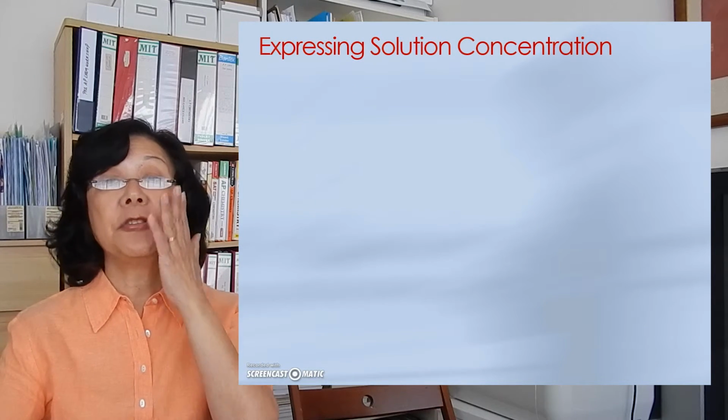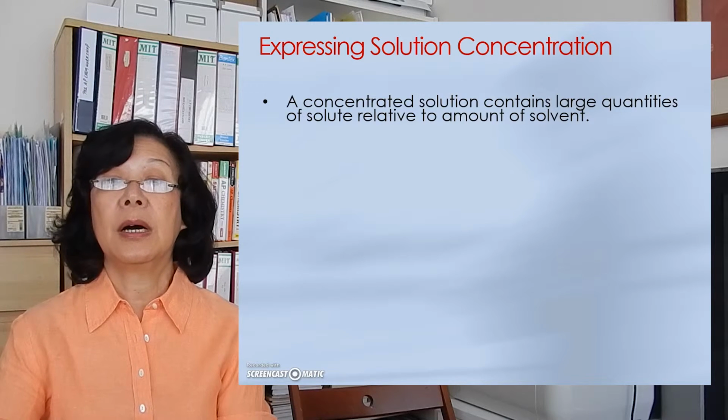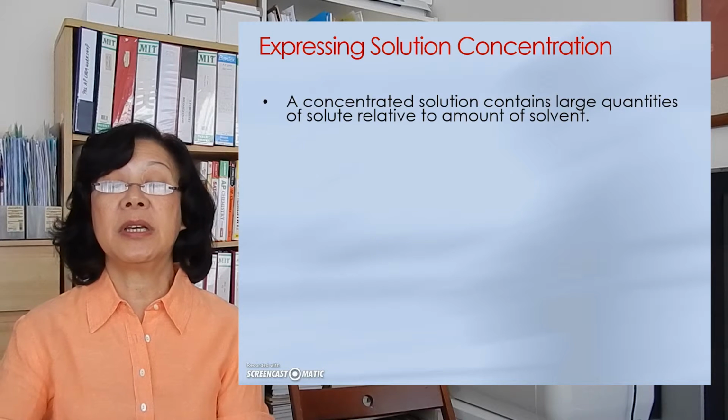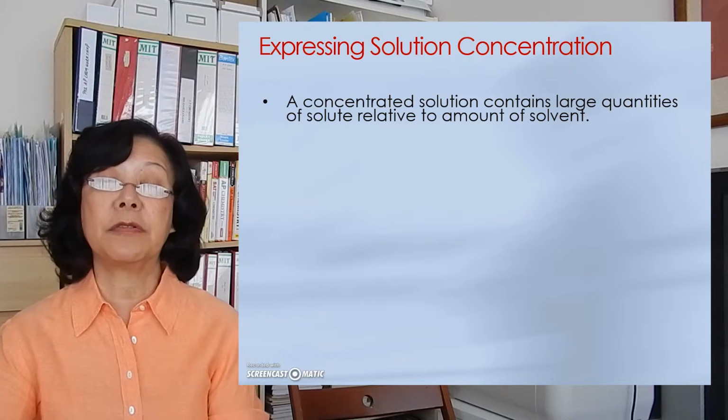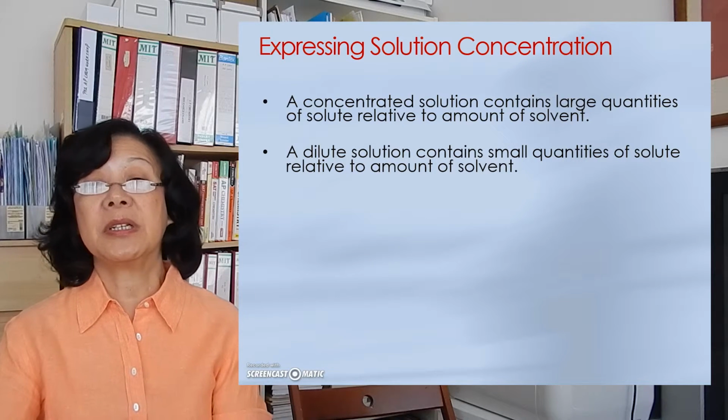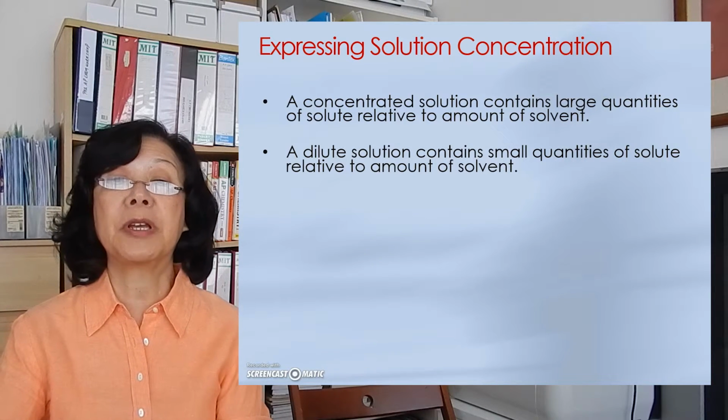When we express solution concentration, we can say it is very concentrated. That means it contains a large quantity of solute relative to the solvent. Or we would say it is dilute because it contains a small amount of solute per given amount of solvent.